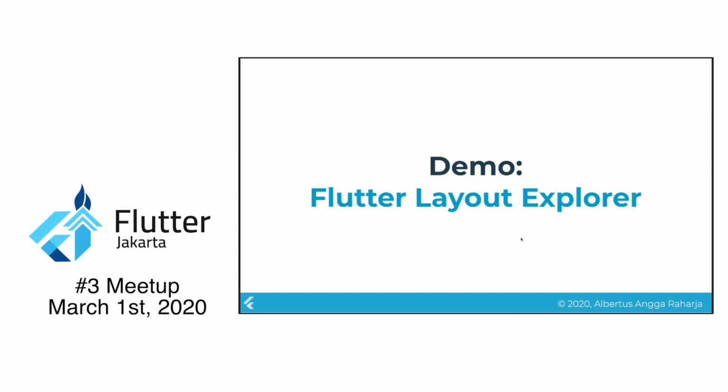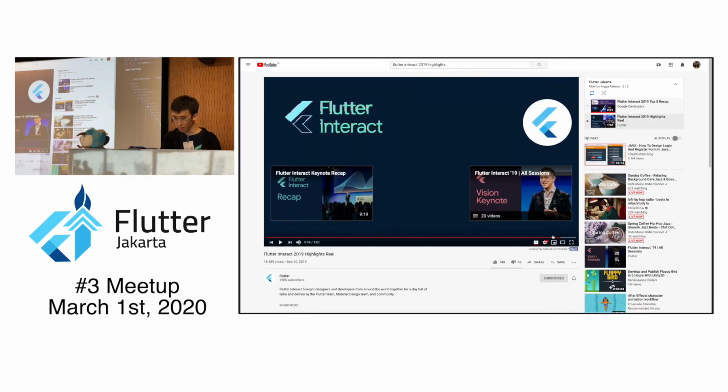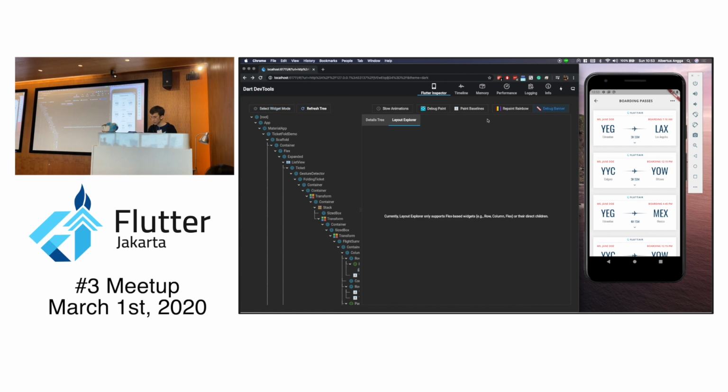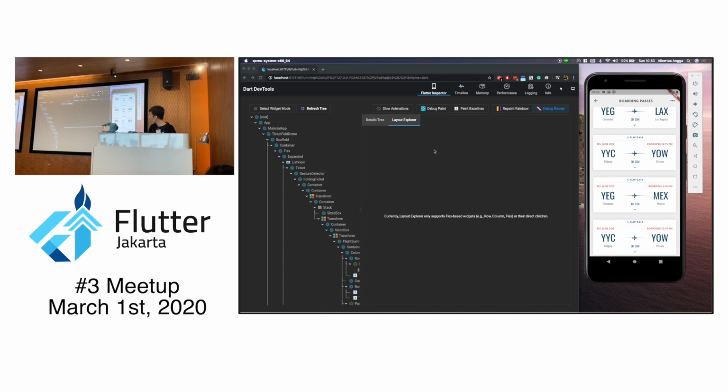So we will go to the last part of the talk, which is the demo. Here, I already have DevTools open in the left and an app in the right. So here, I will try to introduce you to Flutter Inspector. First, you have to click here, select widget mode. If you don't click here, you can just interact with it normally. It will not do anything with the DevTools, but you can select the widget here in the tree.